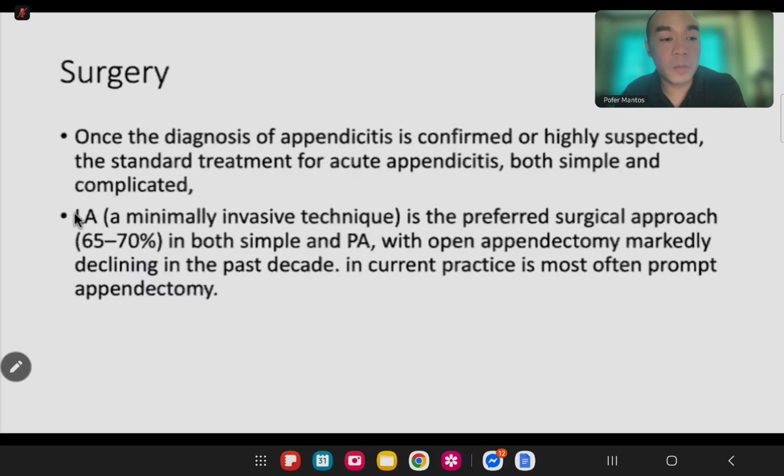So there's a laparoscopic appendectomy, which is the preferred surgical treatment. However, not all surgeons are capable of doing so. But with this technique, early ang recovery sa patient, no?